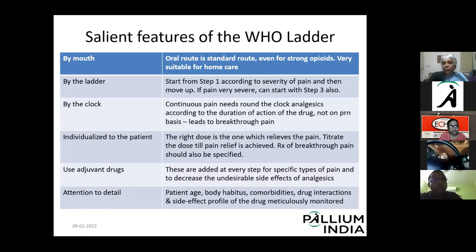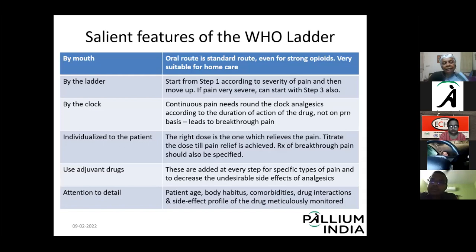So if you give it by the clock, it depends upon the duration of action of that particular analgesic. Like if it is a strong opioid like morphine, then you have to give it every 4 hours. So you tell the patient that this is the time you have to start, say, at 6 o'clock in the morning, then the next dose is at 10, and then at 2, and then at 6, and then at 10. So you have to look at the clock and give the drug and not give it when the pain appears. So that is not the way of giving the drug.